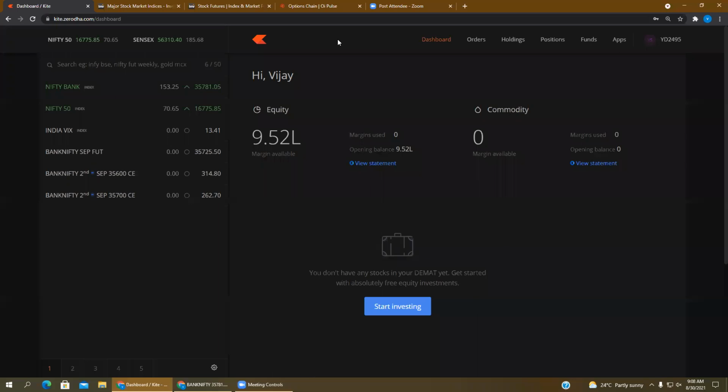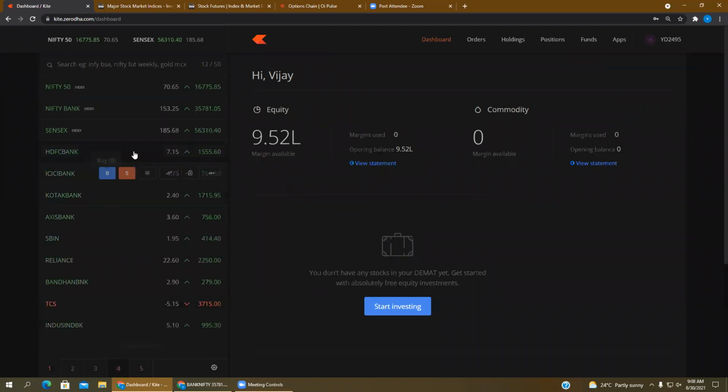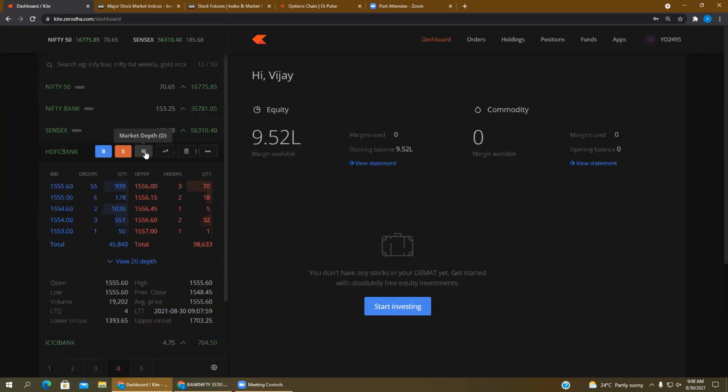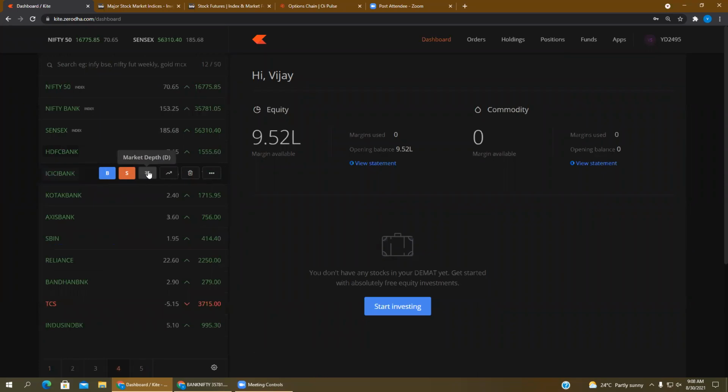So not a big gap up, 35,800. Let's wait for the first 5 minutes to see if the gap up sustains or not. At the banks first. 1 lakh is my target daily.